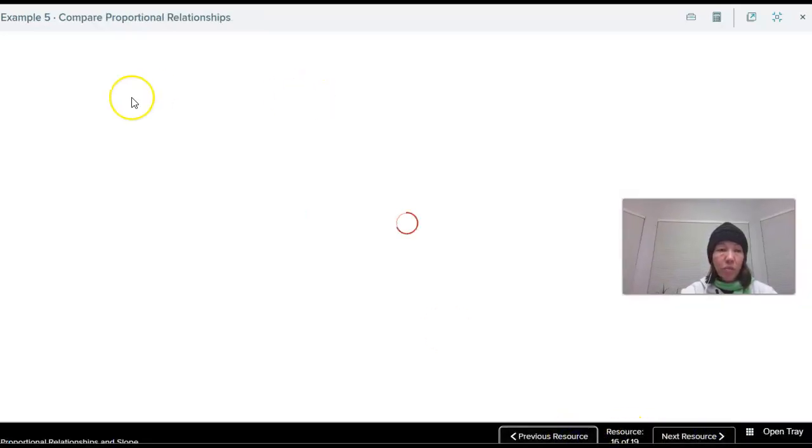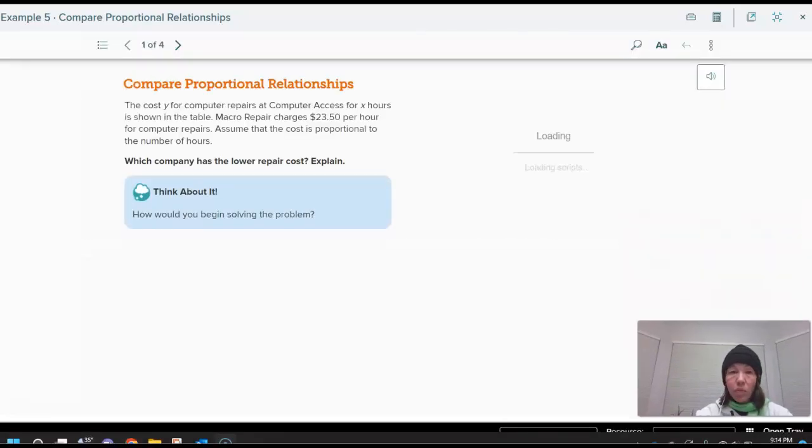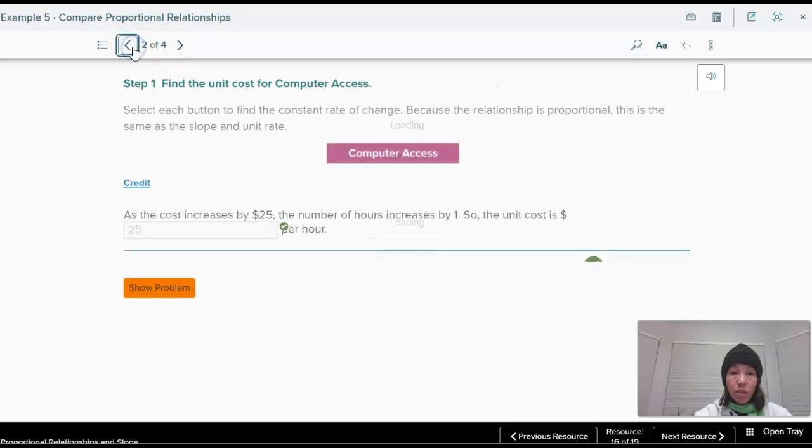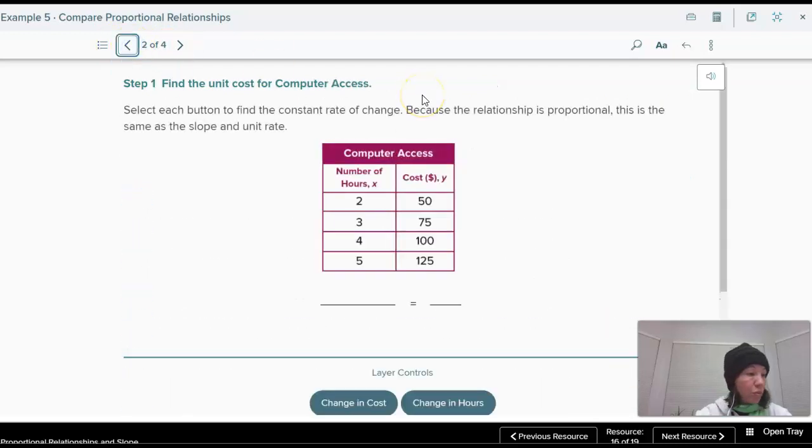Oops, didn't want to go that far. Wrong button. So let's go back here. So the unit cost for this company was $25 per hour.